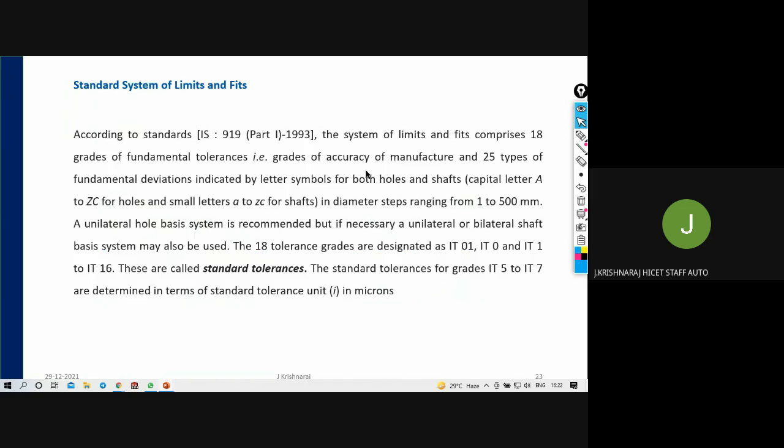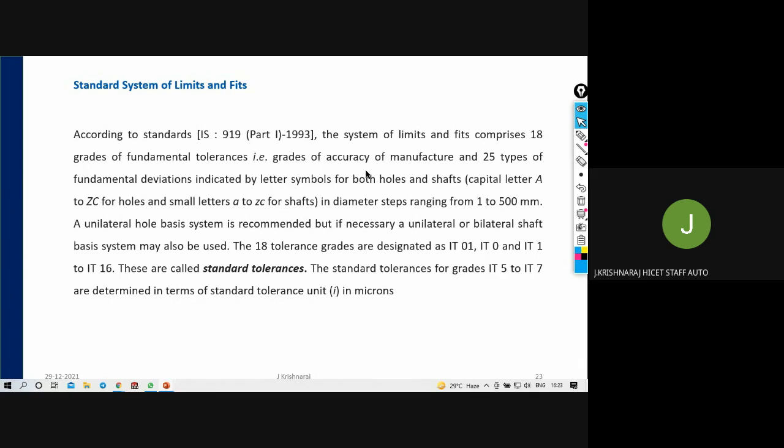The next is standards of limits and fits. Of course, universally we have to follow these standards, right? For example, in India we are producing some components that are universally acceptable. If you look at nuts and bolts, you can get an M12 size, but you cannot get an M13, because it is not universally used.